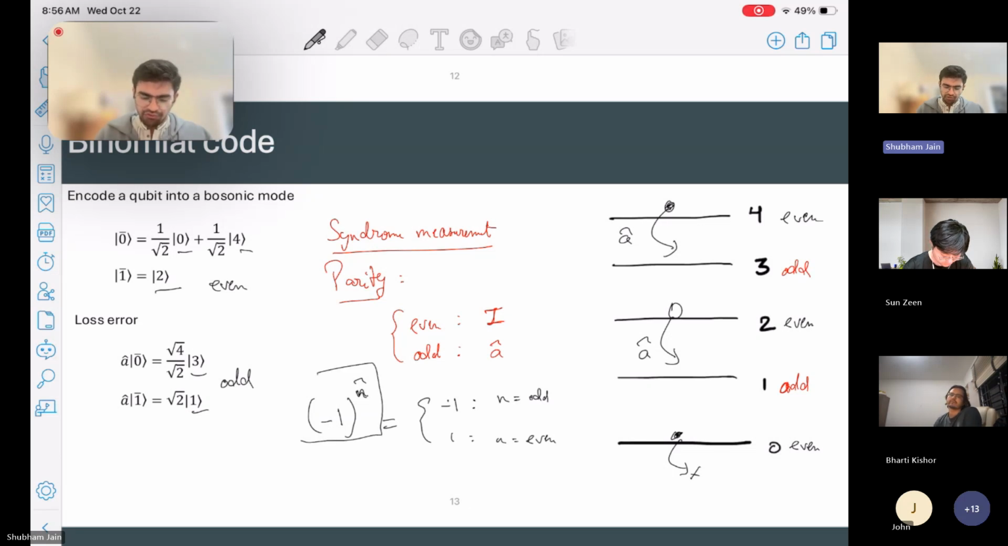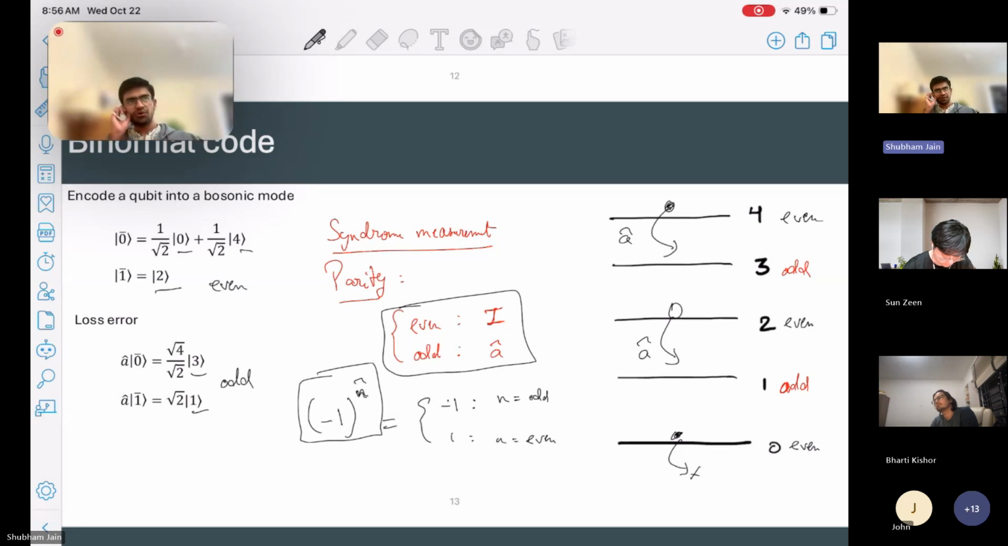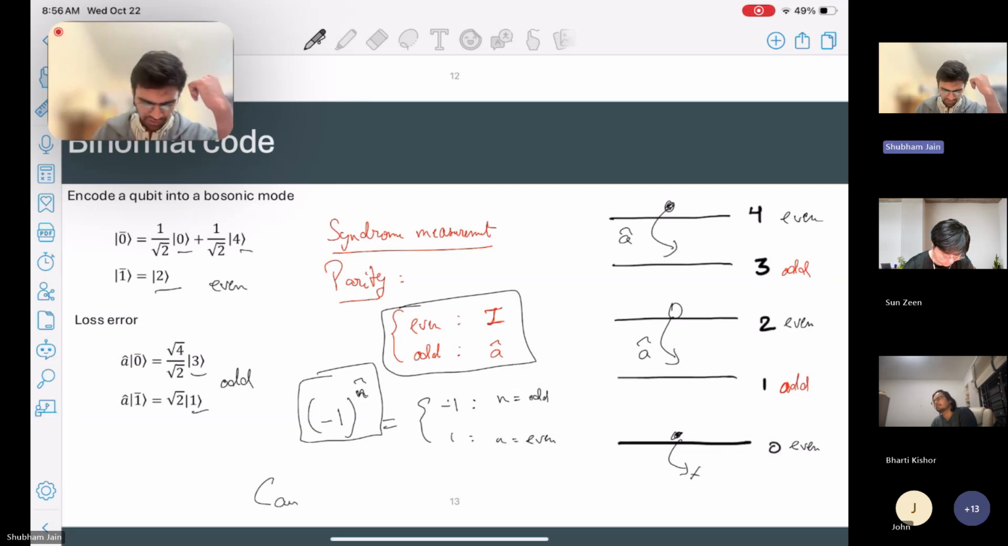So if we are somehow able to measure this operator, then we can measure the parity of our system and determine which error happened, or if an error happened at all. If it's even, there's no error, and if it's odd, then it's a loss error. So this is the way to do a syndrome measurement for this binomial code. And once we determine what the error was, we can reverse it and recover our original information back. So the claim was that it can correct up to one loss error.